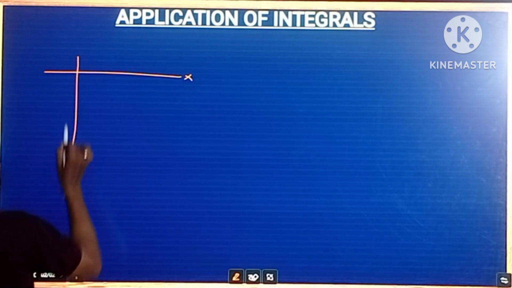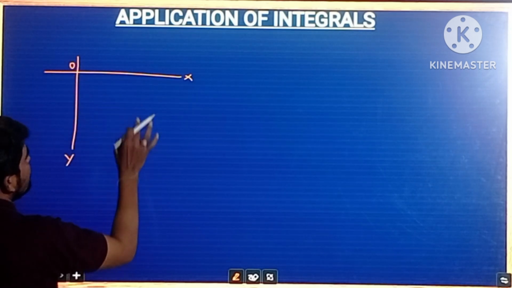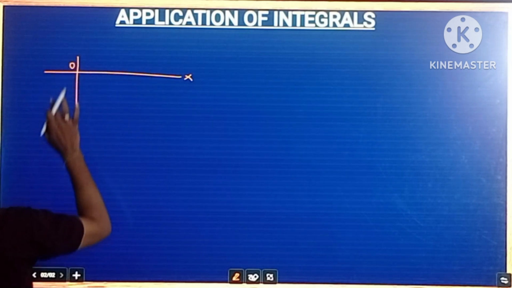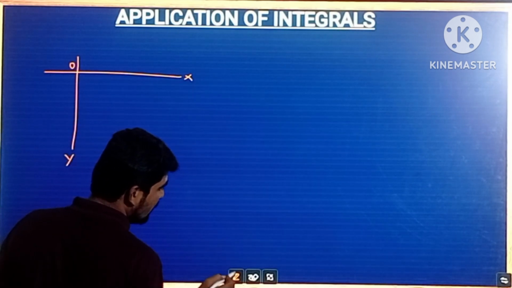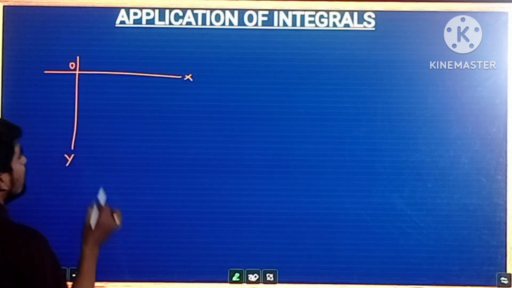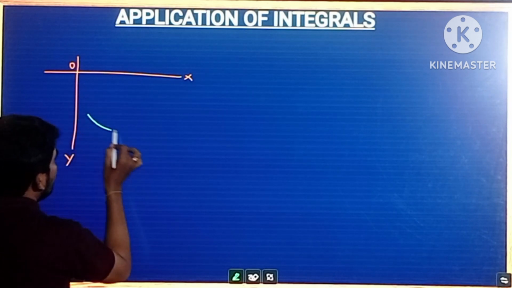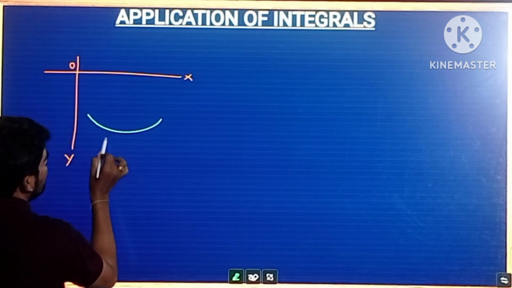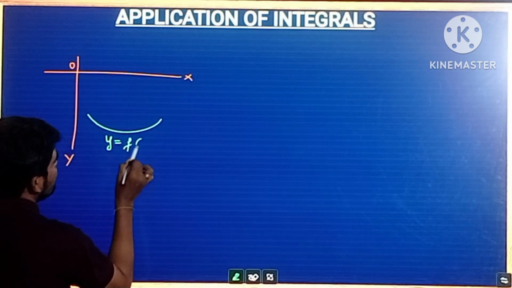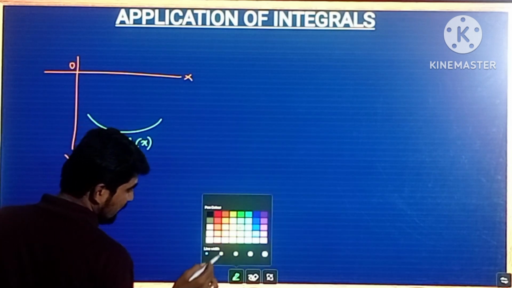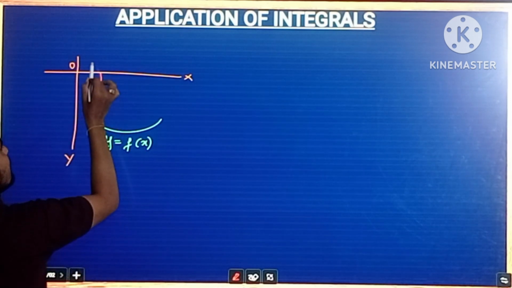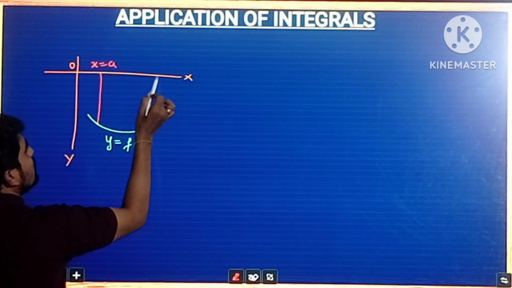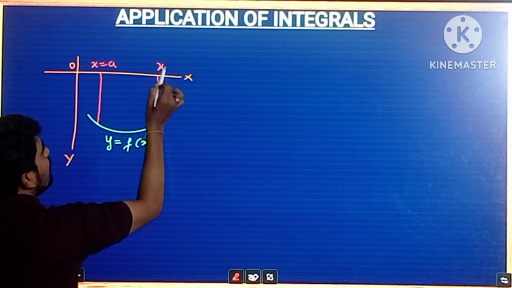x-axis, y-axis, origin, and this is the fourth quadrant. First quadrant, second quadrant, third quadrant, fourth quadrant, and the curve is in the fourth quadrant, and we have to find the area bounded by the curve y equal to f(x), from the line x equals a to x equals b.